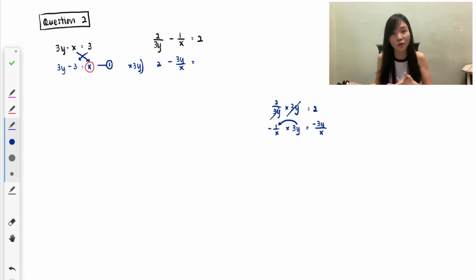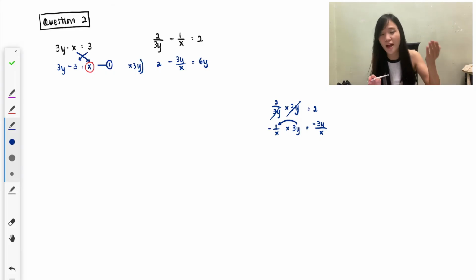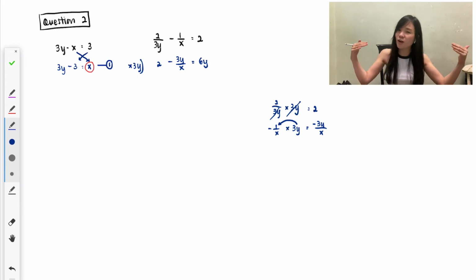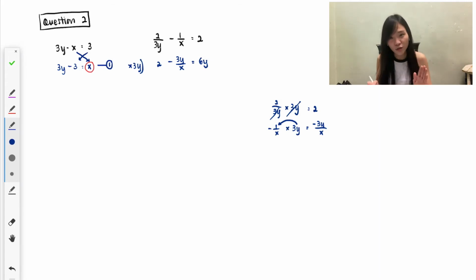This one I think I don't need to write the working, all of you should be able to know. 2 times 3, isn't it 6? And then the y is still there. A lot of students, the front 2, they times 3y, the back one, they forget to times 3y. So please remember, when you times 3y, you must start from the starting until the ending, all must times 3y, okay?